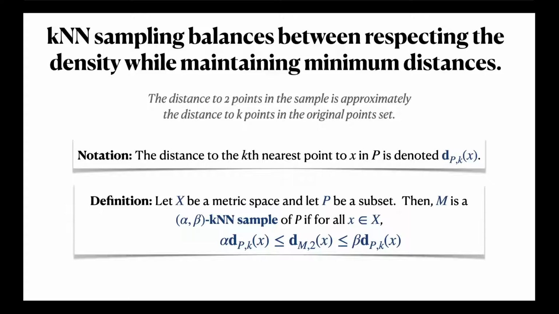And so it's going to be a subset of P, which has this property that for every point in the metric space, if I take alpha times the distance to k points, it's less than or equal to the distance to 2 points in my kNN sample, which in turn is less than beta times the distance to k points in P. Okay, so this means that there's an upper and a lower bound on the distance to 2 points in M in terms of the distance to k points in P.